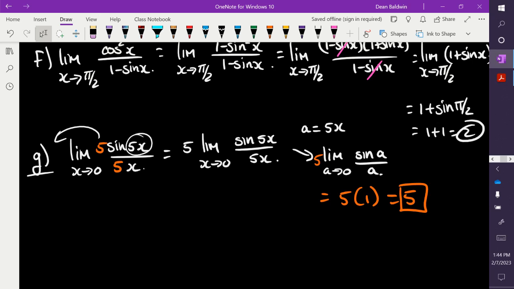Did you have a question? Why is it a going to 0? I just wanted to get rid of this so it matched. So I said, okay, a is equal to 5x. This is the graph of 5x. As x goes to 0 on that graph, a is going to 0 as well.